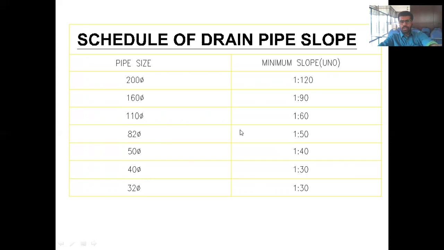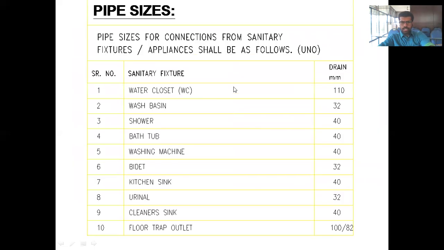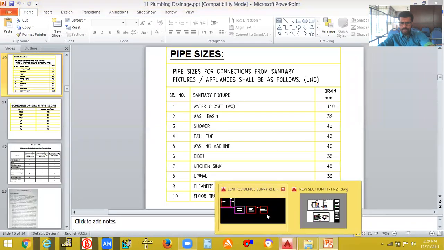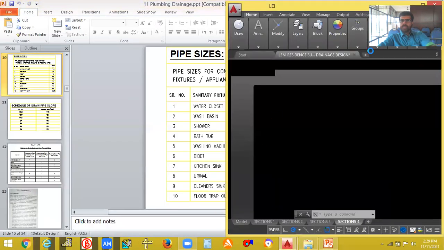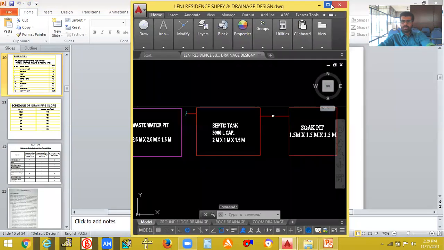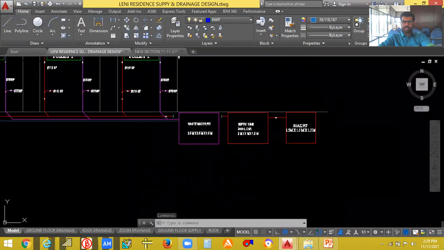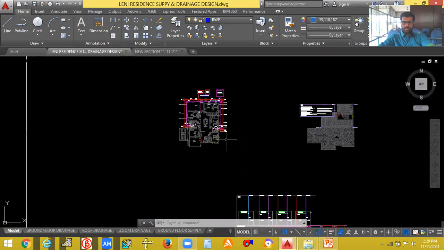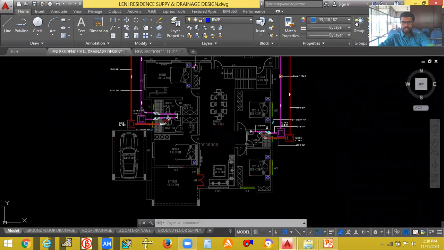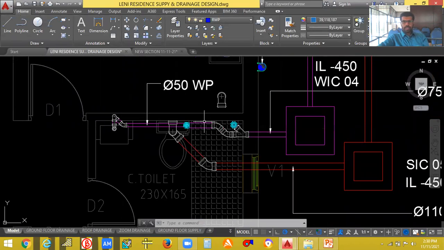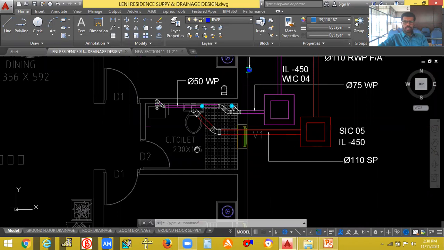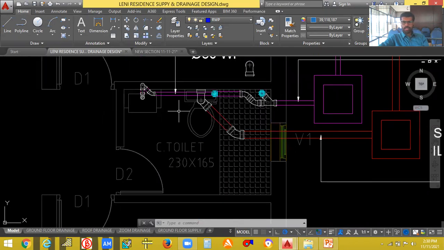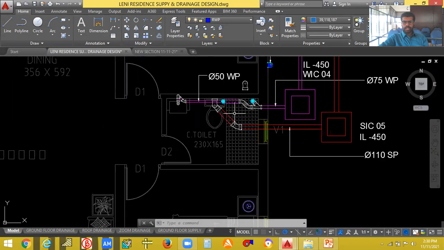So I was saying about this drain pipe. I will show you a sample picture of it, a small house. Imagine this is a toilet. This is a wash basin. This is the water closet. There's a shower here also. Because of the drainage, you can see.